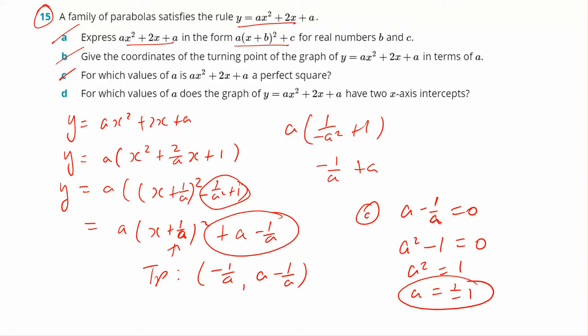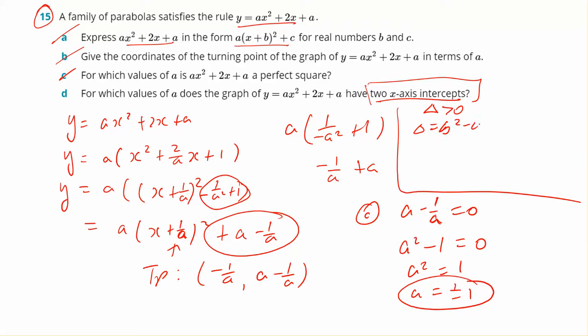Now, part D: for what values of a does the graph have 2 axis intercepts? Two axis intercepts should give you an inkling to use the discriminant. Two axis intercepts means the discriminant is greater than 0. The discriminant is given by b squared minus 4ac. My b value is 2, so 2 squared is 4, minus 4 times a, and c happens to be a as well, which is a bit weird, but that's how the question is. Minus 4a squared. We want that to be greater than 0.